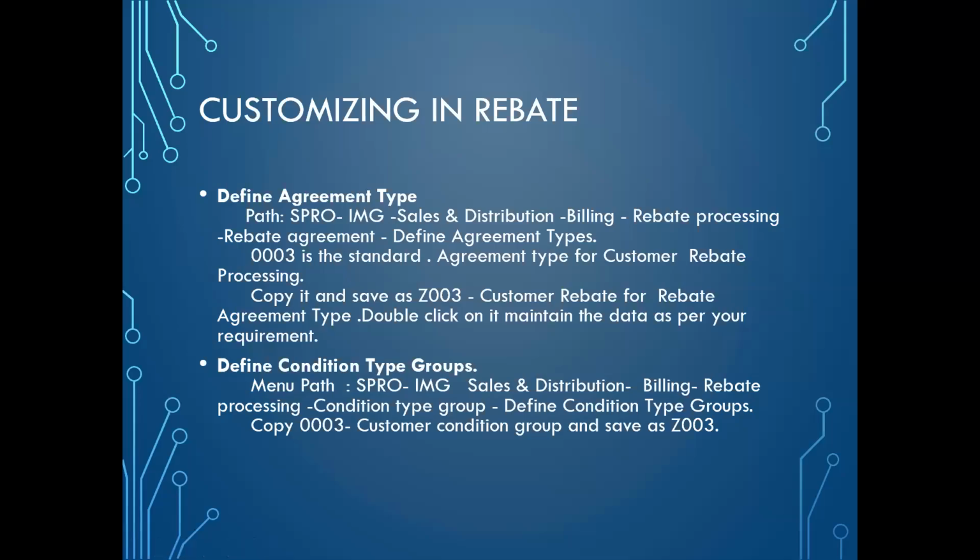So we have seen the condition technique and agreement definition and the condition type group definition. Now we are going to see how account determination can be done specifically for your rebate value calculation and your accruals posting. So let's go back to the SAP section.